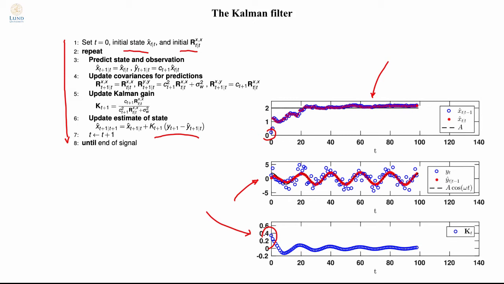But as you see, as time goes by, my Kalman gain is slowly going down to 0, meaning that I will trust my states more and more. And after a while, I will be very reluctant to update my state estimates as a result.